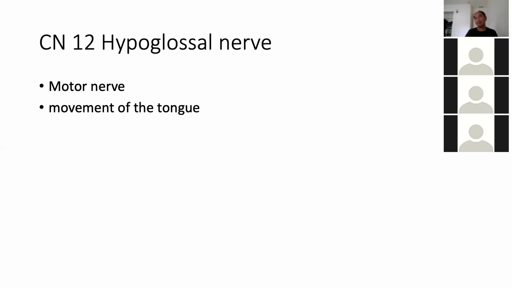The 12th cranial nerve is hypoglossal nerve, pushing the tongue out. Hey, show me your tongue. Yeah, look at that. This is my tongue. Your tongue coming out. Movement of the tongue. You twist your tongue. You fold your tongue. So whenever you move your tongue, you are using your hypoglossal nerve. So that is the 12th cranial nerve.